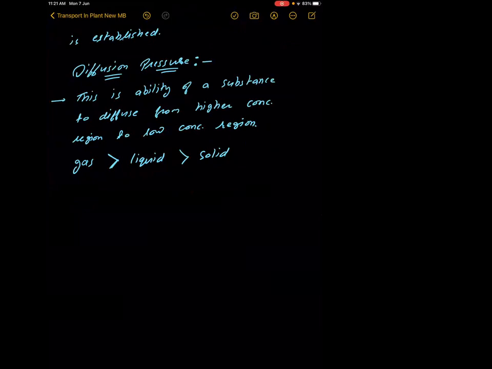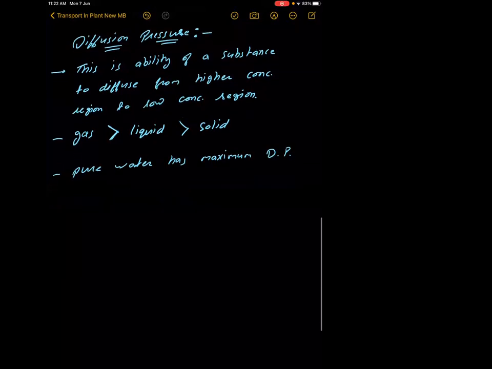Okay, one more. Pure water has maximum diffusion pressure. So it has more power, more ability to diffuse from higher concentration to low concentration. If you increase the viscosity, if you are adding some solute, automatically diffusion pressure decreases.